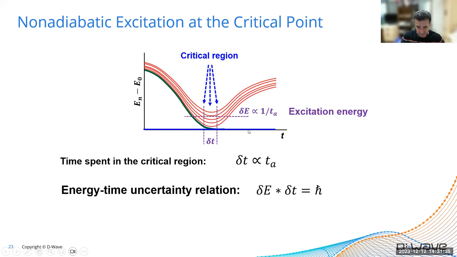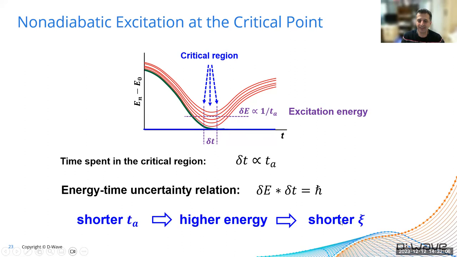But what does uncertainty in energy mean? It means that if the wave function was just a single eigenstate, the ground state, at the beginning, once you reach this point the wave function will not be a single state. It will be a distributed state, a superposition of many of these eigenstates, up to the level that gives you this uncertainty proportional to inverse time. But earlier I told you the higher you go in energy, the shorter the correlation length. This means there is a relation between how fast you pass the critical point and how short the correlation length is. So the shorter the time, the higher the energy, and the shorter the correlation length. And this is what we call the Kibble-Zurek mechanism.